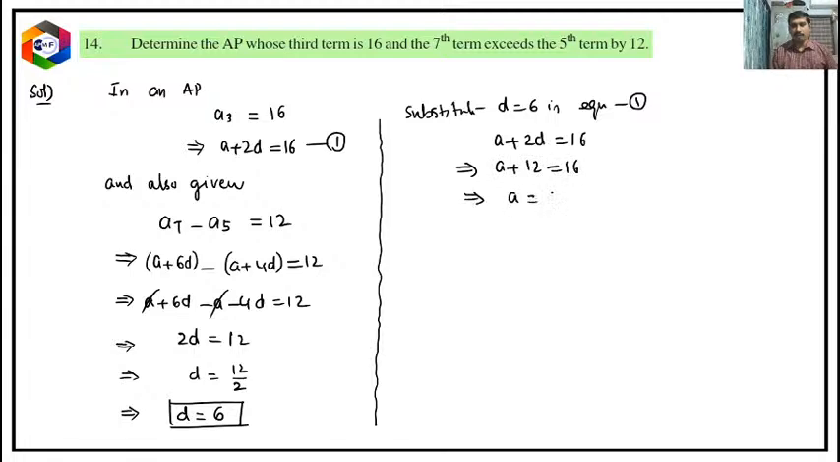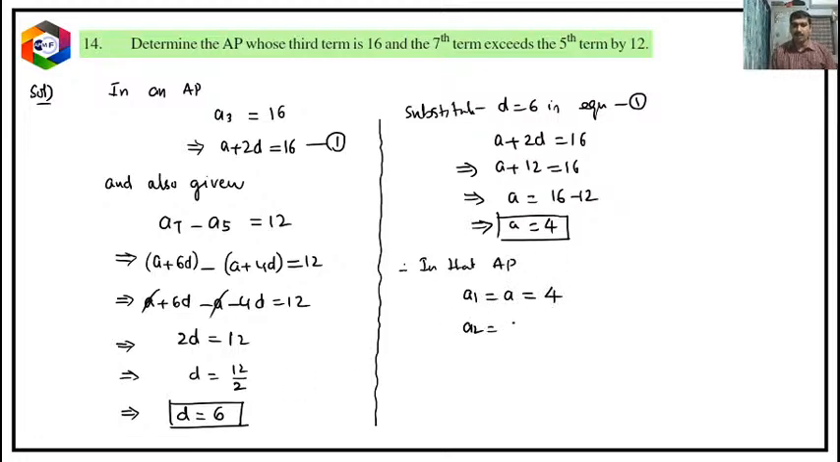Now the value of a is equal to 16 minus 12. So the value of a is equal to 4. Now once you know the first term and the common difference, it is possible to find any number of terms. So in that AP, a1 is equal to a, which is equal to 4, and a2 you will get by adding d to the previous term.